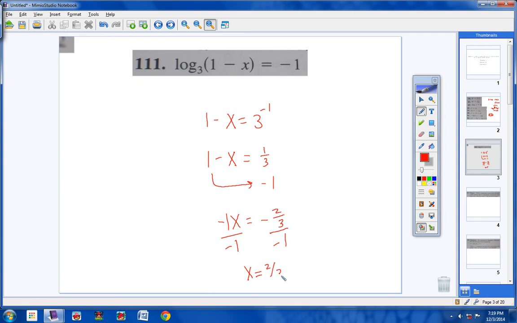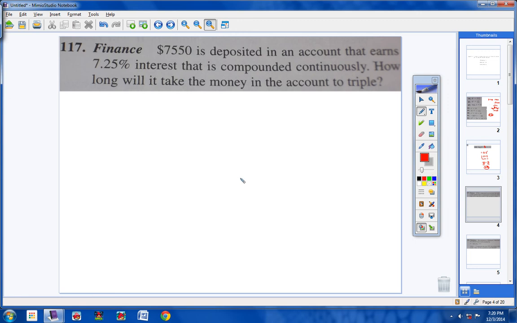Now that might be your answer, it might not be your answer. Let's see, okay? Come up here, and where the x is, we're going to put 2/3. 1 minus 2/3 is 1/3, so we do have a positive argument. So yes, this answer does work. So the answer is 2/3, and I'm checking it now in the back of the book, and yes, that is the correct answer.